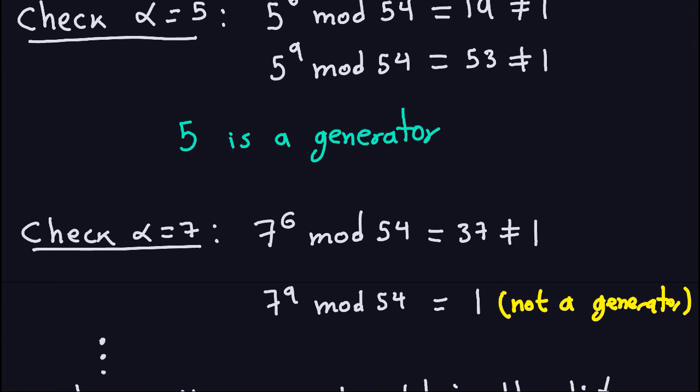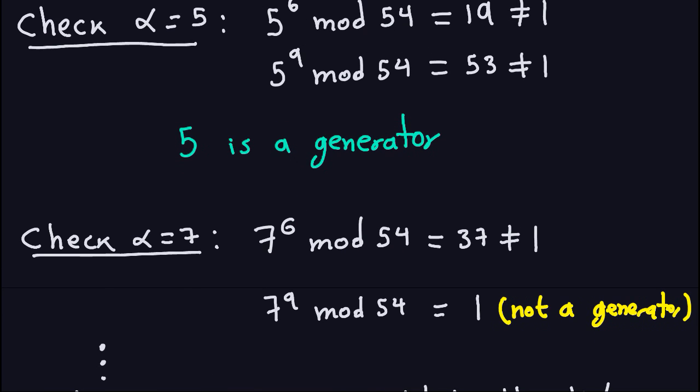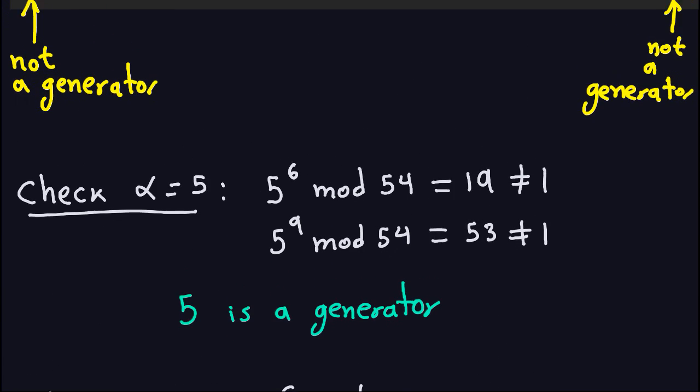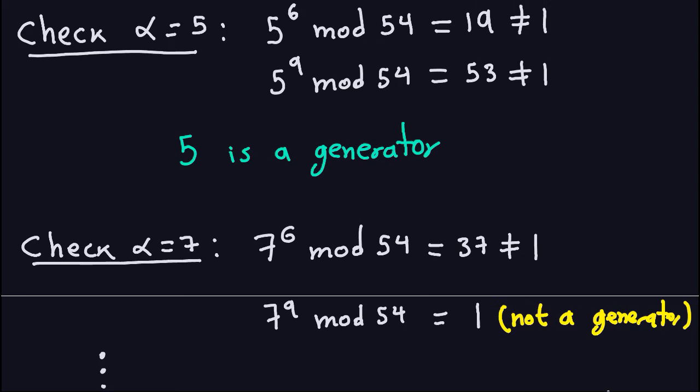Is 7 a generator? I have to take 7 to the 6th power modulo 54, and that gives me 37, which is not equal to 1. And I do the same for the other exponent, 9: 7 to the 9th power modulo 54, and in this case, unfortunately, that is equal to 1. And whenever you have equal to 1, that's it. The test is not passed, so this is not a generator, meaning that 7 is not. So 5 is, 7 is not, and I go to 11 and check every single one of them for the criterion that I have for generators.